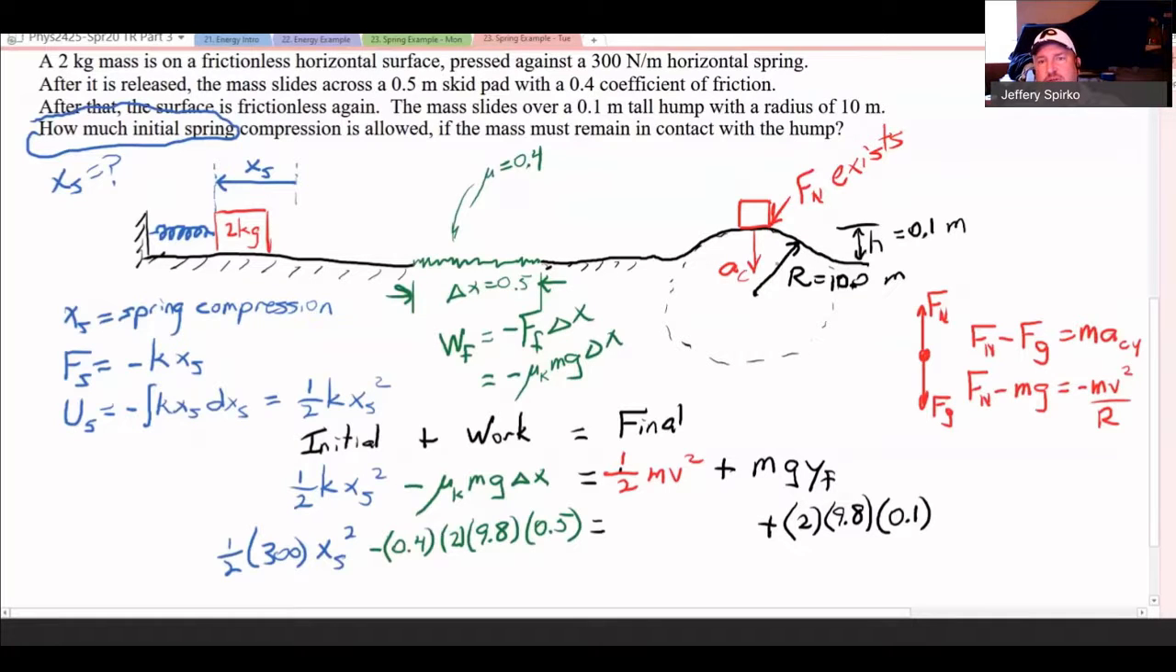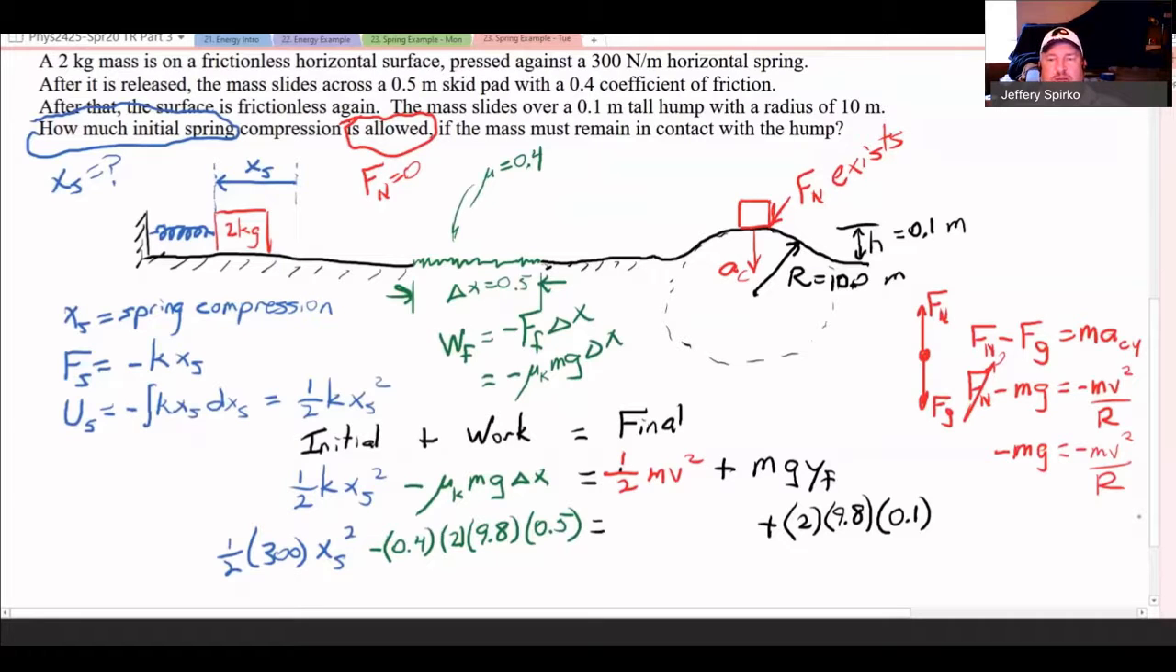And to figure out the threshold condition, to figure out how much is allowed, we'll set Fn equals 0. The maximum possible energy at the beginning leads to the maximum allowed velocity here, which leads to the minimum allowed normal force, which is 0. We'll cut that out, and we get minus mg equals minus mv squared over r.